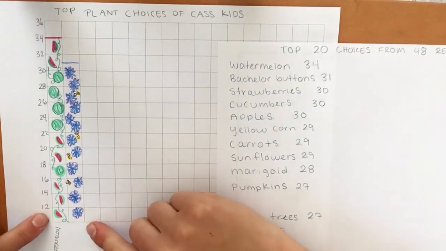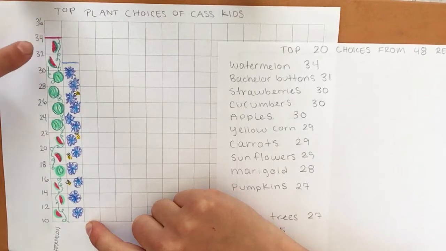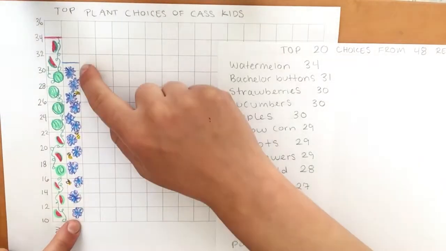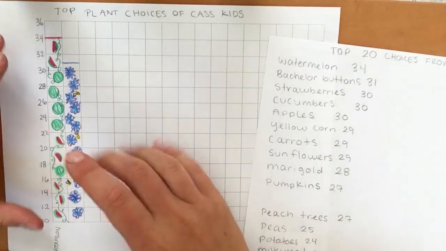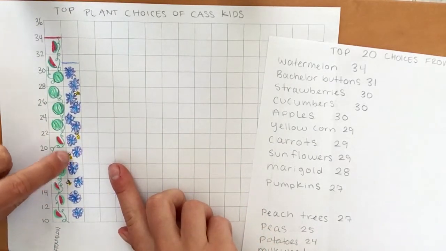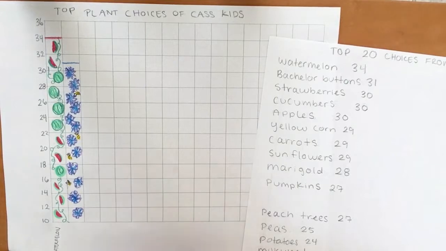And now you can see that a couple more people, 3 people to be exact, 3 more people liked watermelon than bachelor button. And this graph can help you to see that difference between those numbers in a visual way. I even added some little bumblebees because bachelor buttons is a really popular flower among bumblebees and other pollinators.